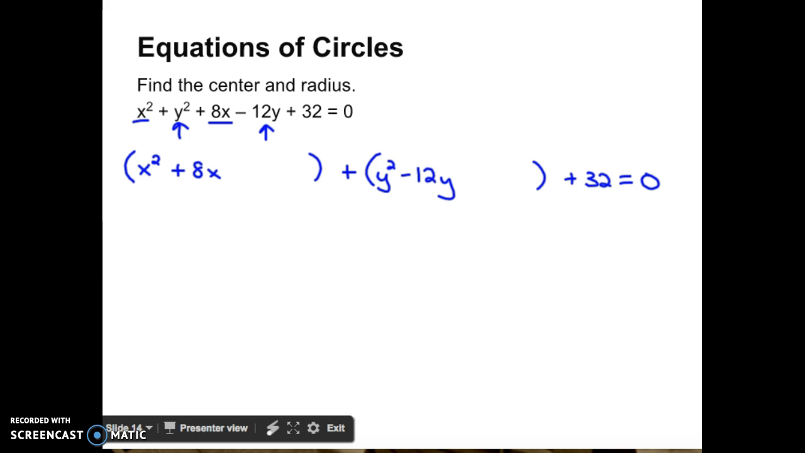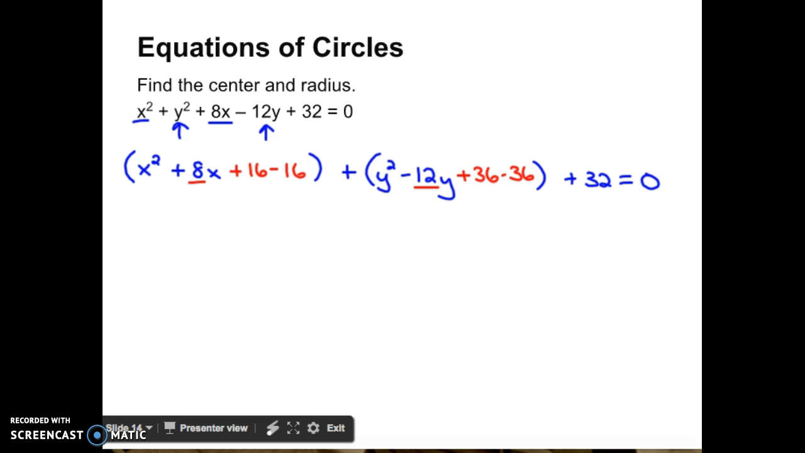So what number is going to make this a perfect square that I'm going to add in with the x's? Well, remember, you take half of that number, so half of 8 is 4, and you square it. 4 squared is 16, so I'm going to put plus 16 minus 16. Okay, for this one right here, half of negative 12 is negative 6. When you square that, negative 6 squared is positive 36. So again, I'll put plus 36 and minus 36.